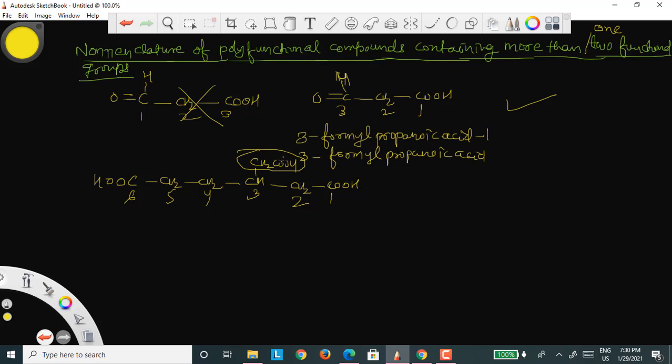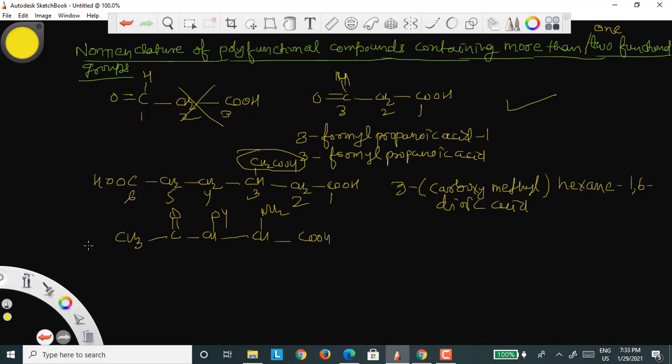The substituent is carboxymethyl. COOH substituent is carboxy, and CH2 is methyl. So we can give 3-carboxymethyl hexane-1,6-dioic acid. Okay.